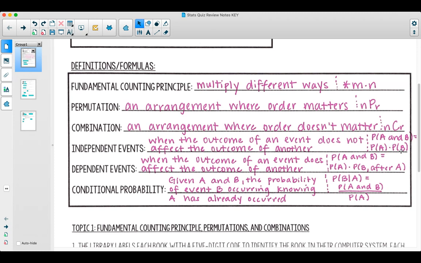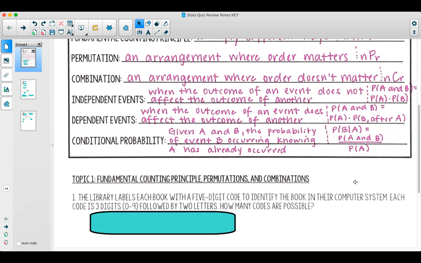Think two things that aren't connected: you're rolling a die and picking a card, or if you are picking two cards, you replace it. Dependent is when the outcome of an event does affect the outcome of another. So you do the probability of A and then the probability of B after A has occurred. So think that we have two cards and we don't replace it. And then our last thing, the conditional probability, we're going to be focusing just on the two-way tables, but we do the probability of A and B over the probability of A, the B given A type of deal that we went over last video.